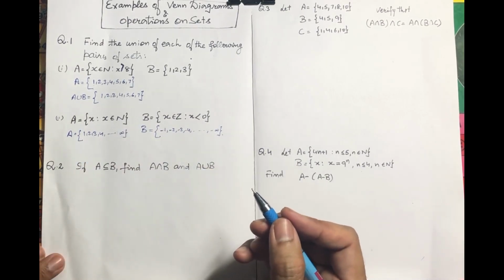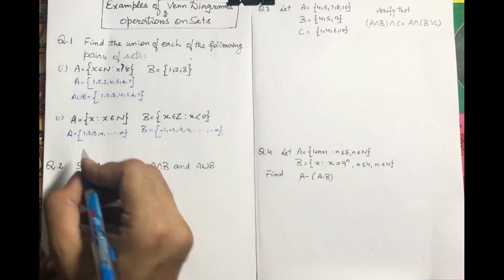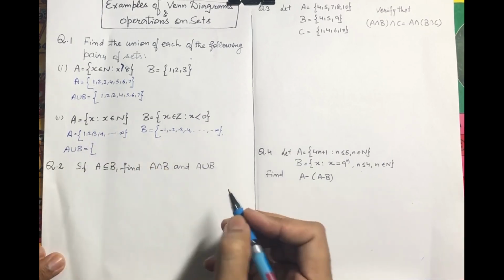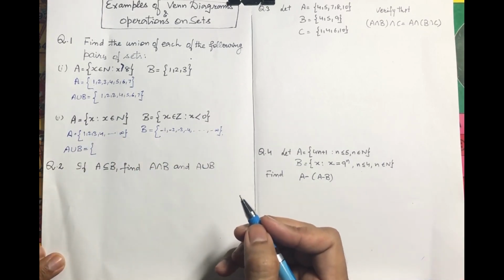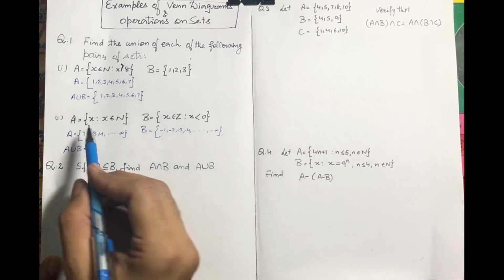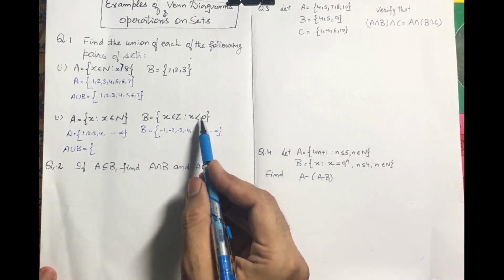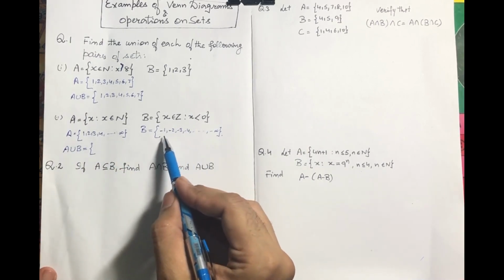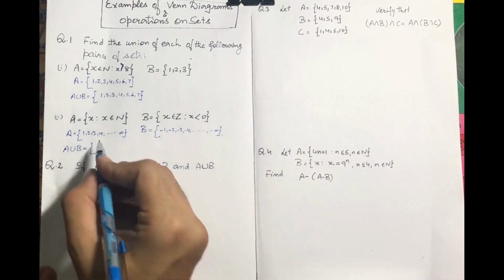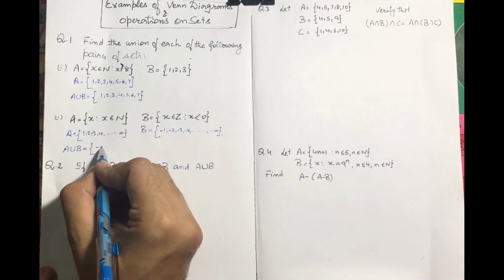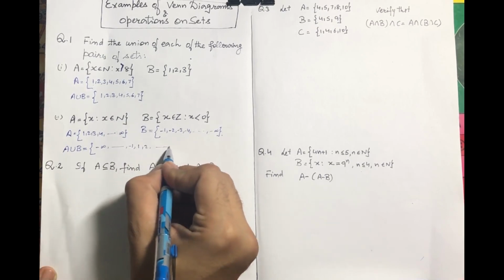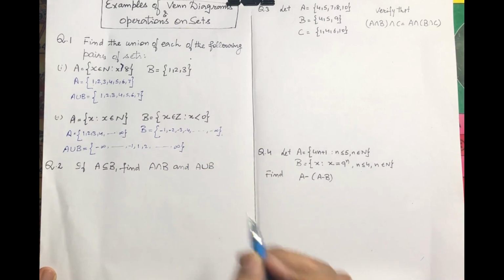Just have a look. What is their union, A union B? You see, we all know 0 is not a member of natural numbers, and here we are choosing all numbers strictly less than 0, so we start from -1. So we get all integers except 0. So we have now minus infinity to -1, then 1, 2 up to infinity. So this will be the union.